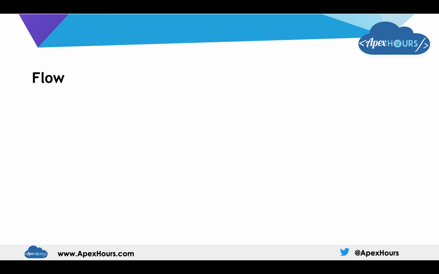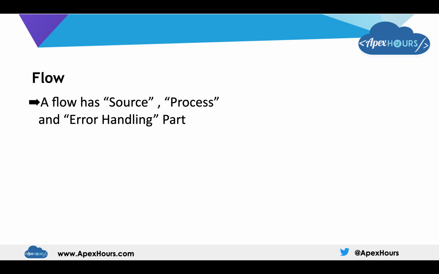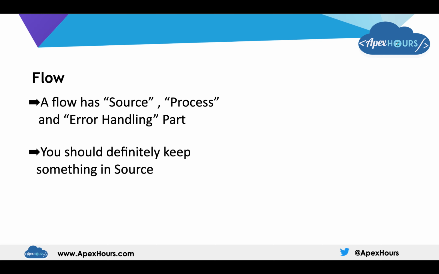All right, now we have three things: flow, private flow and subflow. We have to understand the basic concept of these things. Again, there might be questions that they can ask in our MCD Level 1 certification exam, so concentrate on the concept. So a flow has three parts: one is source, process and error handling part. Okay, you should definitely keep something in the source place.